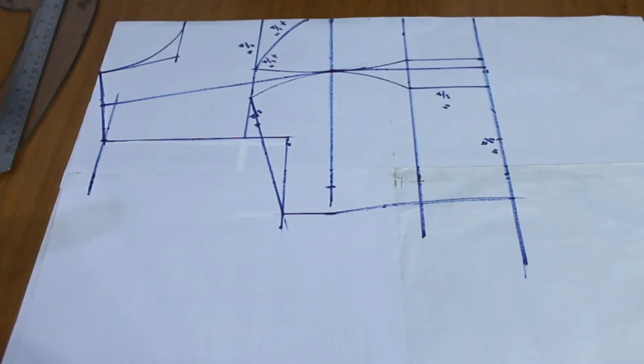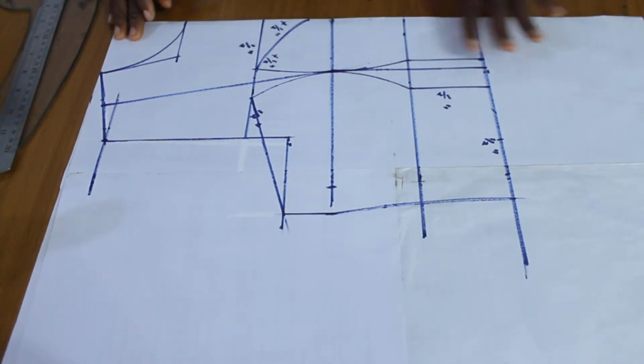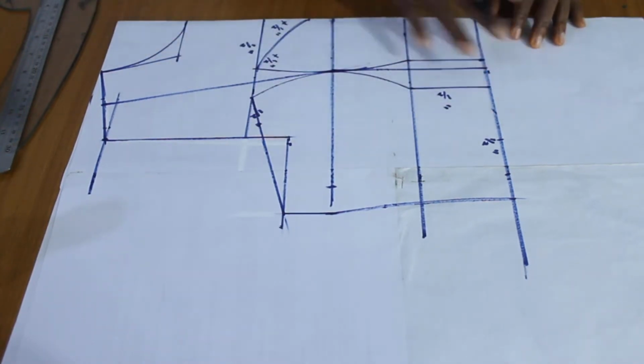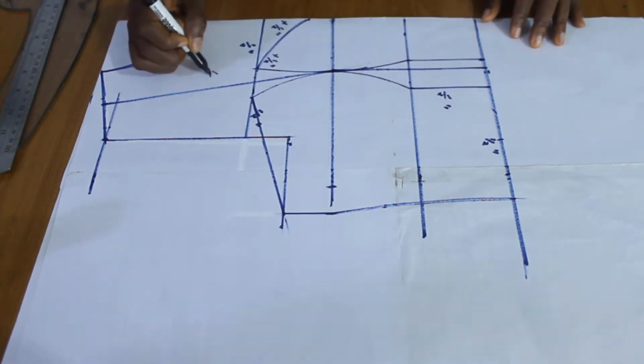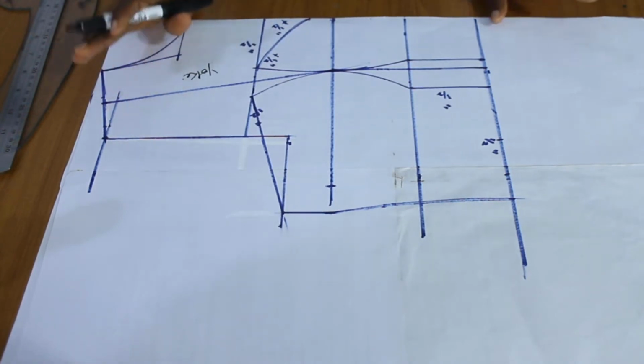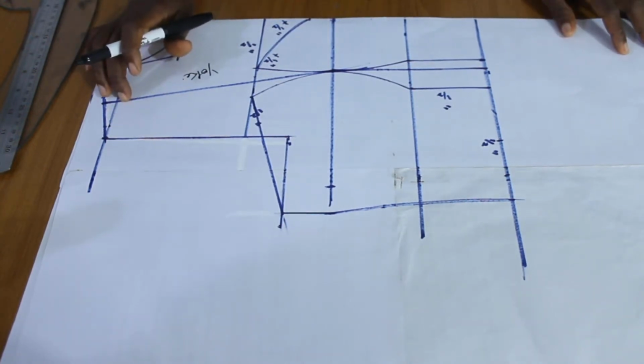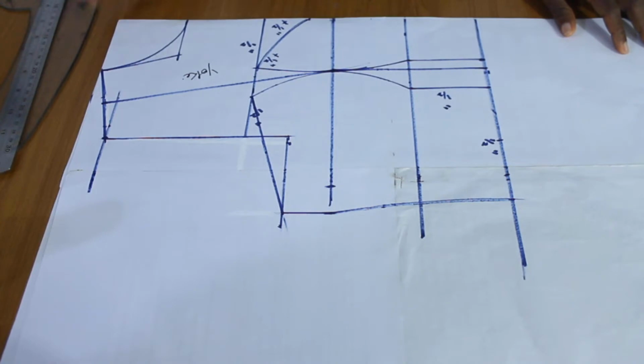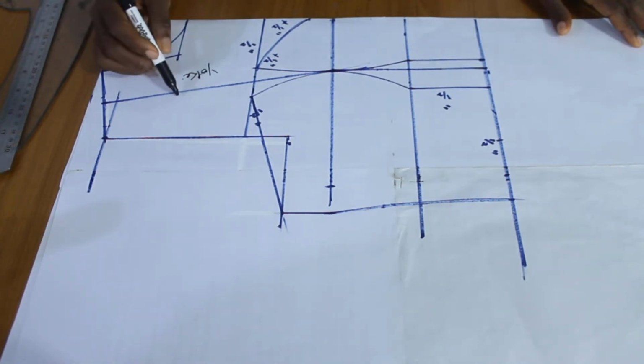Okay guys, if you look at it, I've already drafted the pattern for the yoke and for the bustier, and this is our yoke part, of course. I'll be using tulle for the yoke, which of course, your yoke could be any fabric whatsoever, but I'll be using tulle for it.